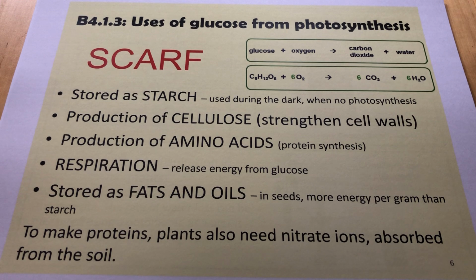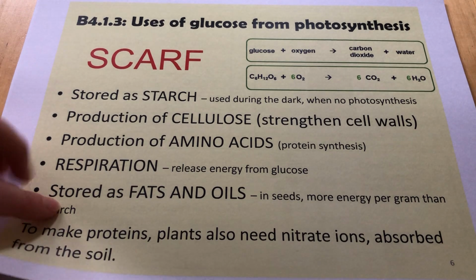Think of sunflower seeds, think of olive oil, which comes from the olives. That's our fats and oils, okay? So we've got starch, cellulose, amino acids, respiration, fats and oils. Okay, that's what we're doing with all of that glucose that's made during photosynthesis.